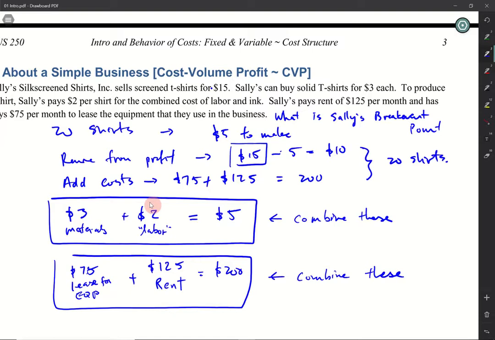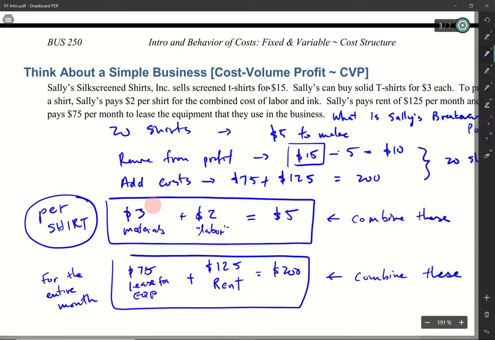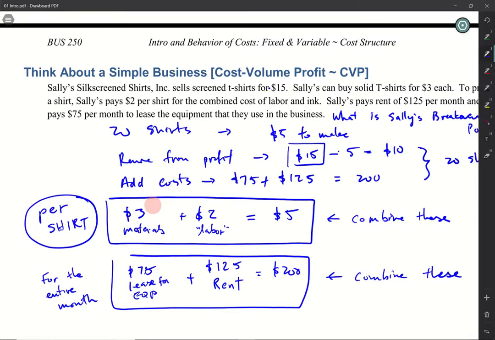They're going to different places? You're paying the fees per month, but the other two are the fees per shirt. Aha, very good. So these are per shirt. Okay, very good. Okay, these are per shirt, and this is sort of for the entire month. Okay, so yeah, that's the key.